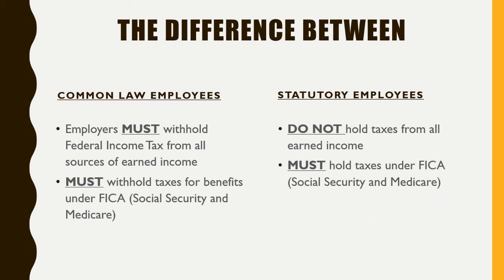I'm going to talk to you about the difference between them, because how you tax them and how you put them on your payroll is going to be a little different. For common law, you are required to take federal income tax withholdings, and you must pay for the FICA, which we'll talk about, which is the Social Security and Medicare for this specific worker, the common law worker. You need to pay 2 times tax for this employee.